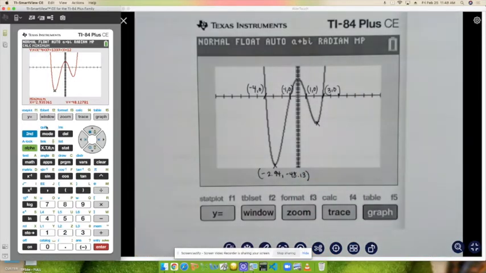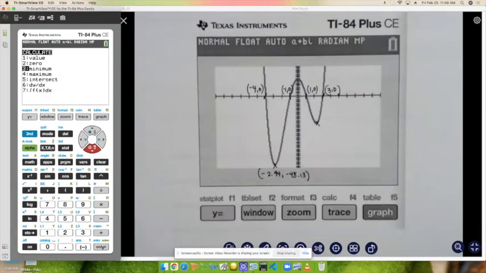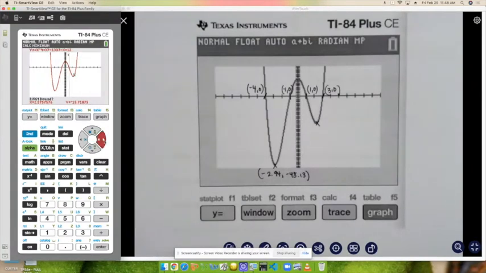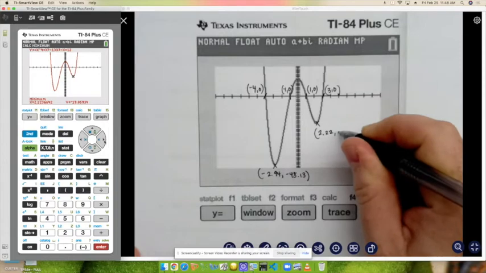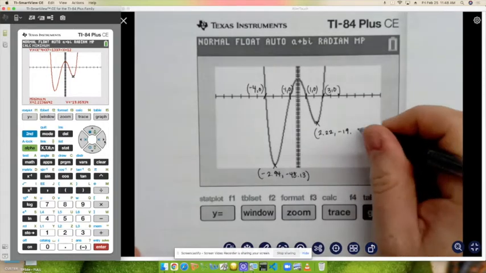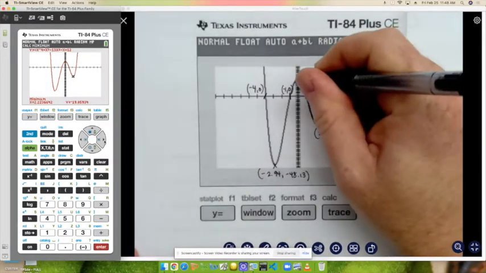All right, I got another minimum to find, so let me use my calculator to find that minimum. All right, that second minimum is 2.22, comma, negative 19.06. Those values are coming straight off of my calculator.